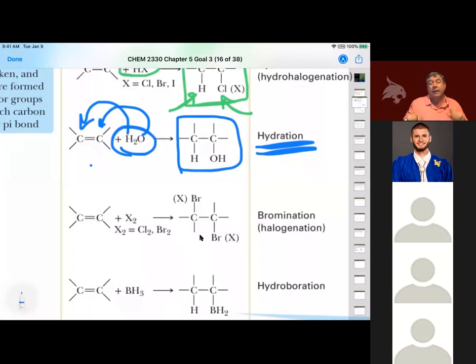The next one, halogenation. We're going to add 2 halogens across that double bond such that the first carbon has one halogen on it and the second carbon has the other halogen on it. This is most commonly done with chlorine and bromine. It can be done with other things, but these are the most common. And the trick here is we're going to add 1 to each side, and they're going to show up at a specific place because of the intermediate form.